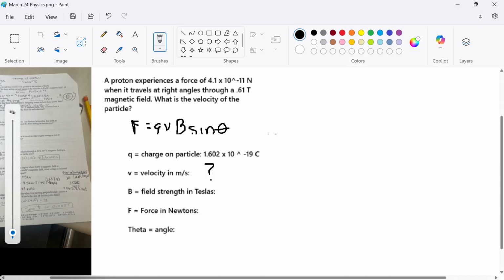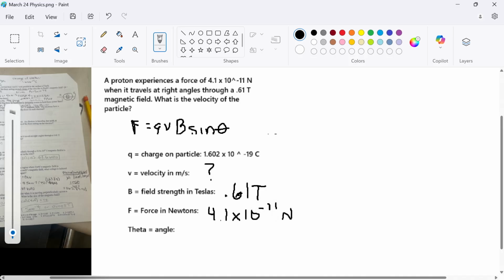B is the field strength in Teslas. Again, I don't know if all these numbers I read correctly, but from what I could see, it was 0.61 Teslas. If any of these numbers are wrong, put in the right numbers from number 11. If you get a different number, or someone may have the worksheet and you've got it full size where you can actually see it. F is the force in newtons, 4.1 times 10 to the negative 11th newtons.